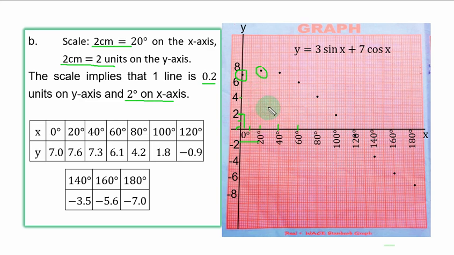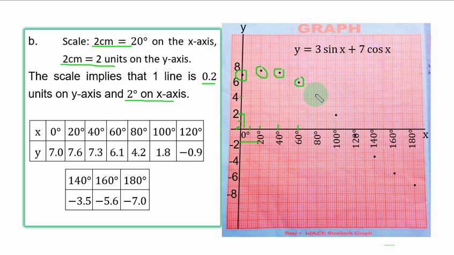When s is 40 degrees, y is 7.3. Now 7.3 is between 7.2 and 7.4, the middle. That is where you place 7.3. When s is 60 degrees, y is 6.1. 6.1 is between 6 and 6.2. When s is 80 degrees, y is 4.2. That can be located easily after 4. The next line is 4.2.